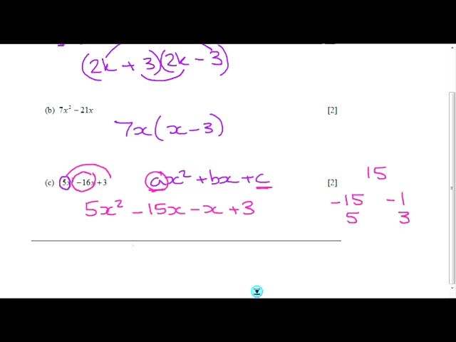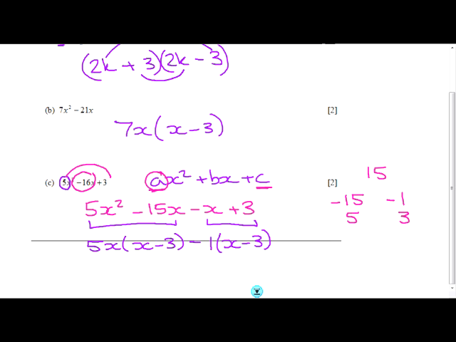And then what we do is we factorize these two terms. So highest common factor, minus, so it's a minus. Now there's only one common number here, and that's 1. So that's all I can take out.